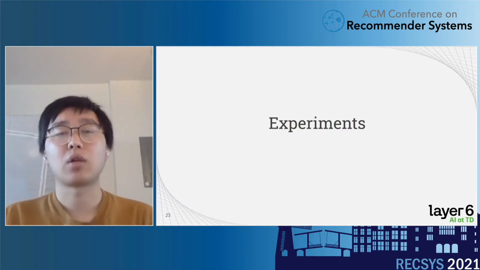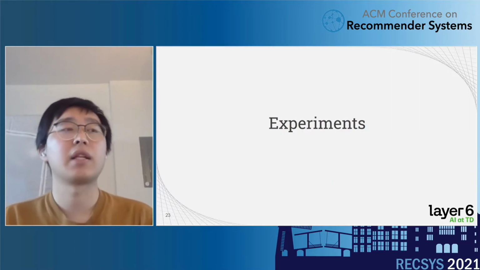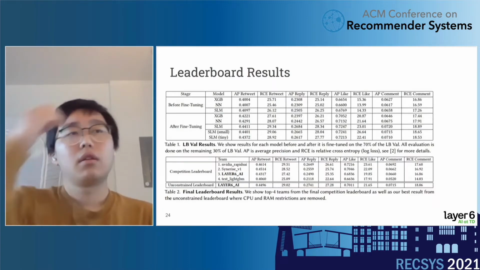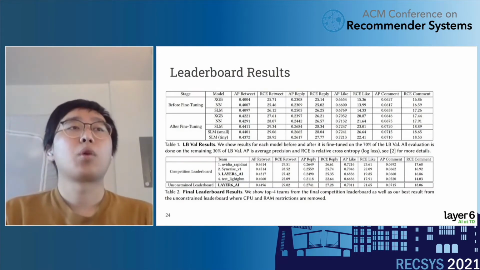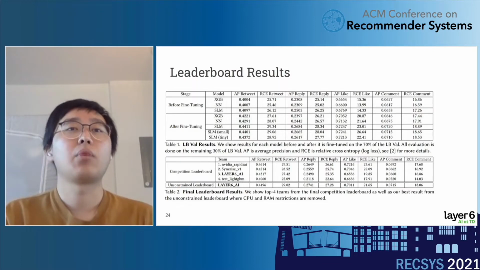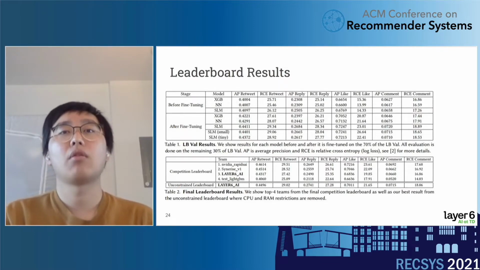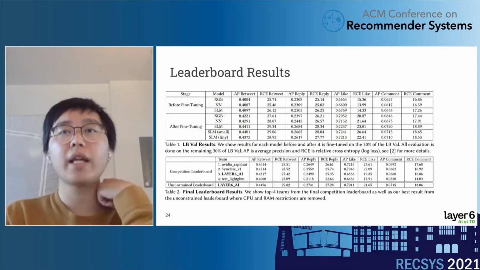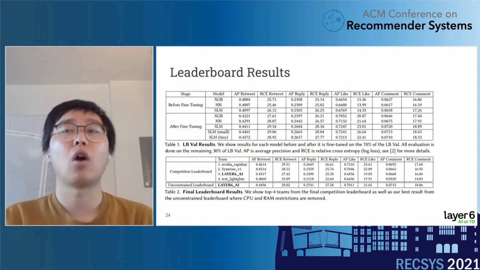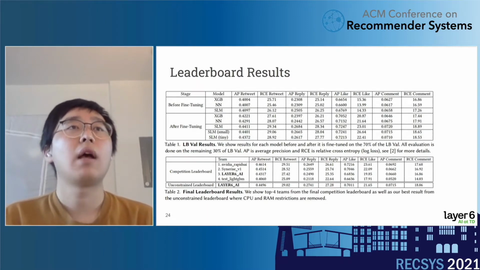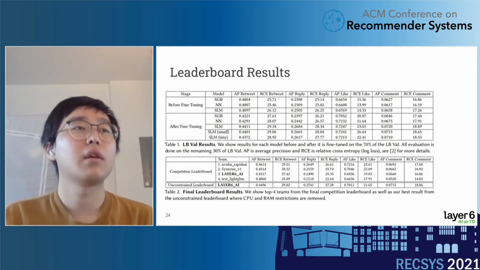Next, I will talk about some of the interesting experiments we did for this challenge. The first one is the leaderboard results. Before the competition deadline, Twitter released the labels for the validation data. We later found out that fine-tuning on validation data is very effective, and we get large gains across all models and all engagement types, which is shown in the bottom half of the table, in the stage after fine-tuning.